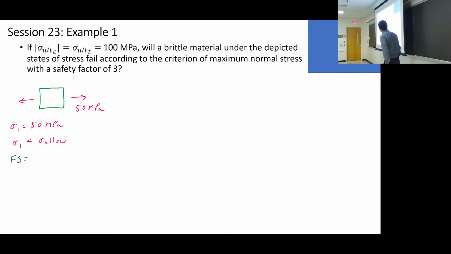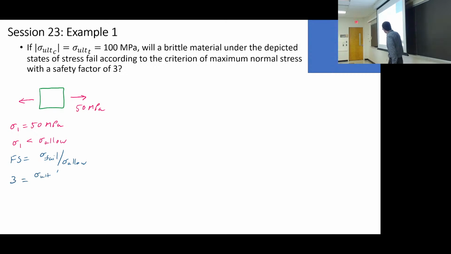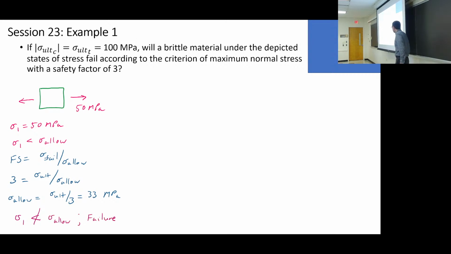So we say sigma 1 is that. Sigma 1 has to be less than sigma allowable. The safety factor is 3, so sigma allowable is sigma ultimate divided by 3, and sigma 1 is not less than sigma allowable. Failure. See how this works?